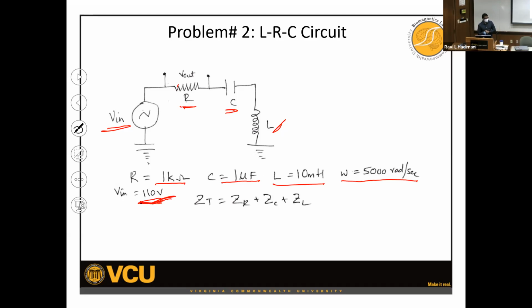Voltage out across the resistor. Yeah. Should we calculate the total impedance first? Yeah. But why do you need to calculate the total impedance of the circuit? Finding voltage out. Yeah, that's true. So how will you calculate voltage out?